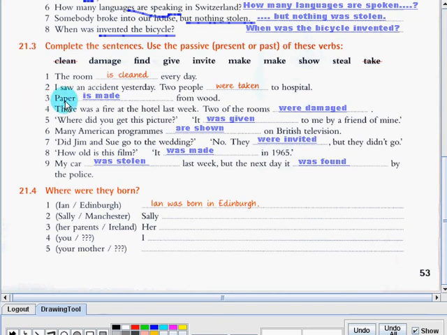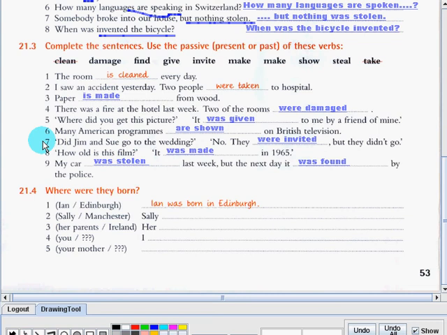Paper is made from wood. There was a fire at the hotel last week. 2 of the rooms were damaged. Did you get the same answer? Alright. Next, where did you get this picture? It was given to me by a friend of mine. Many American programs are shown on British television.